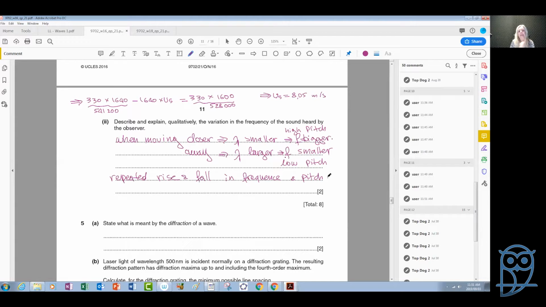Okay, and that's enough. This is what they need to say. They want to see that you understand that when the object, the source of sound, moves away, you hear a lower pitch because the frequency is lower. When the object that emits the sound comes closer to you, you hear a higher pitch because the frequency is higher, because the wavefronts that you receive are packed closer together, and the wavelength is smaller.